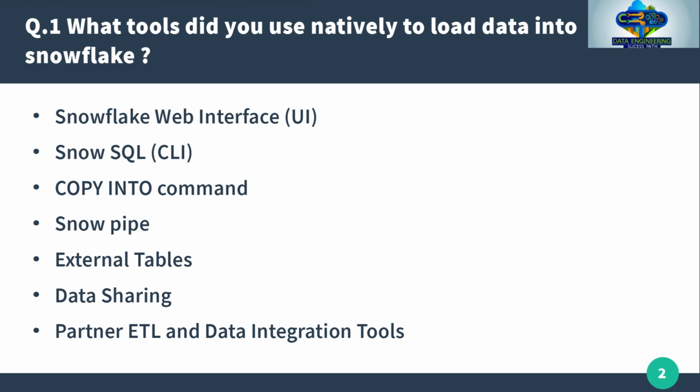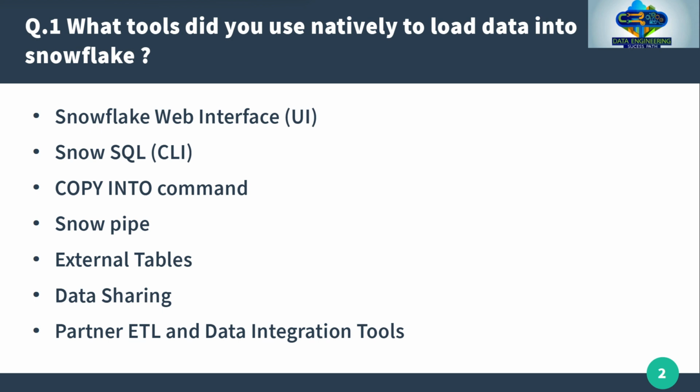Now next we have data sharing. Snowflake's data sharing feature allows you to share data between different Snowflake accounts without physically moving data. This can be used for loading data indirectly by accessing shared data sets. This is best suitable for collaborating with partners or between departments within an organization when direct data access is needed without duplication.